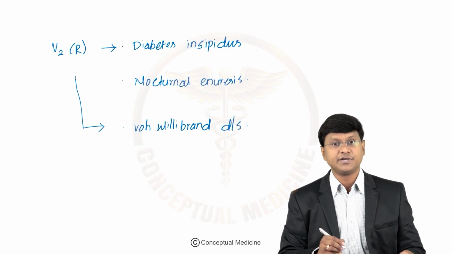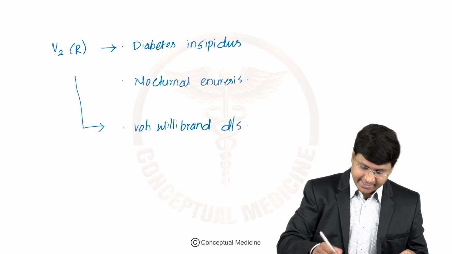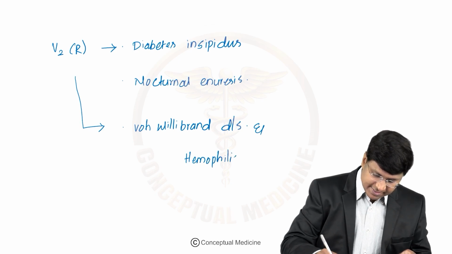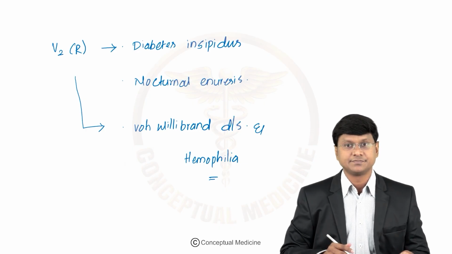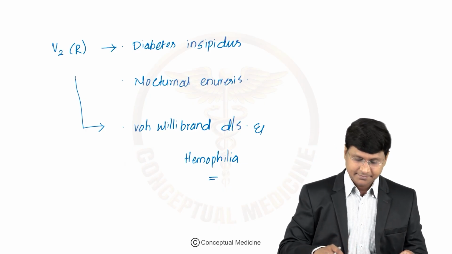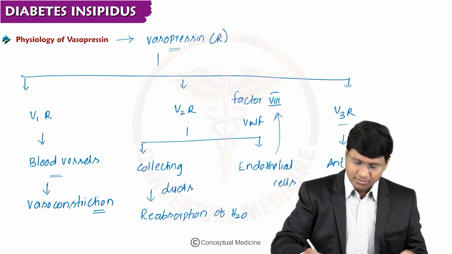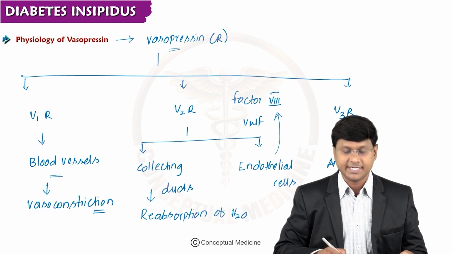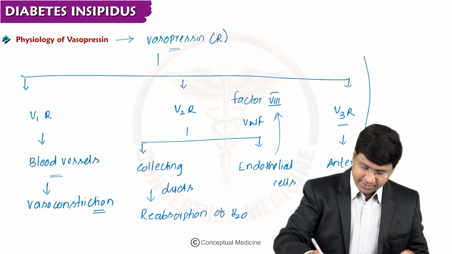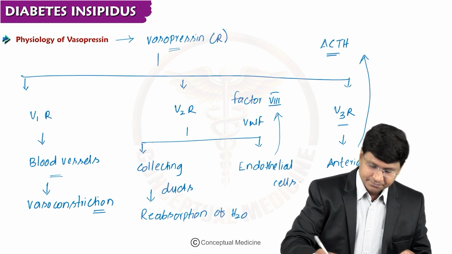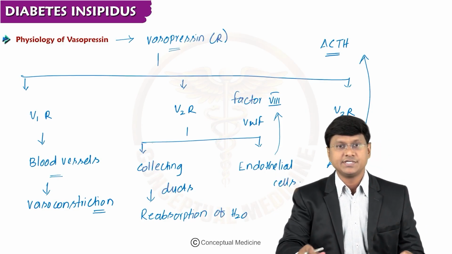It is used in the treatment of von Willebrand disease, and also in the treatment of hemophilia. So that is about the V2 receptor action. Then followed by that, the V3 receptor action. By acting on V3 receptors, which are present on the anterior pituitary, it will cause the release of ACTH.